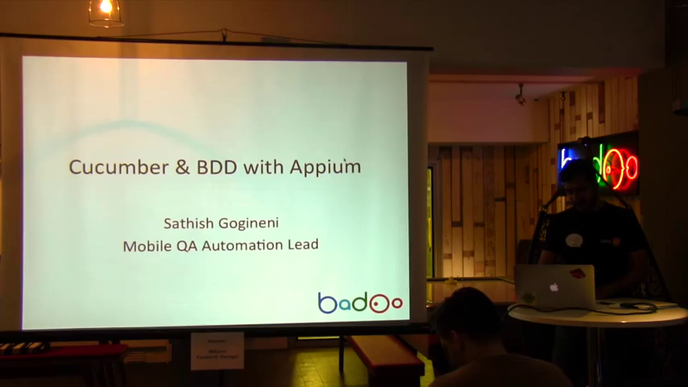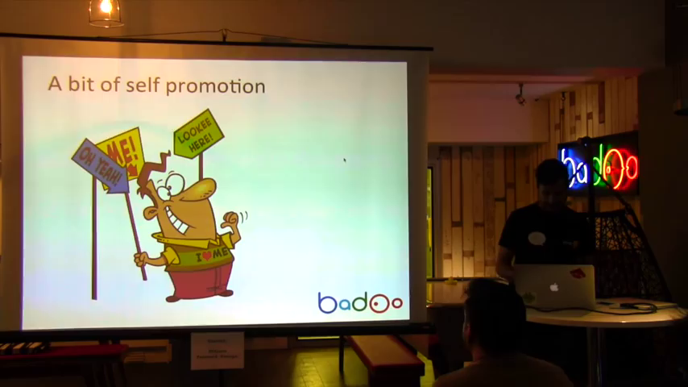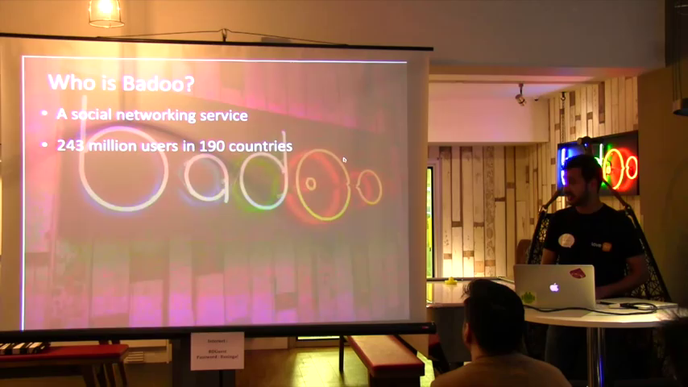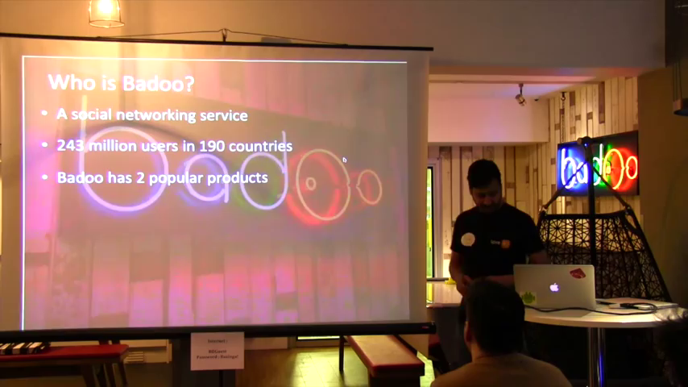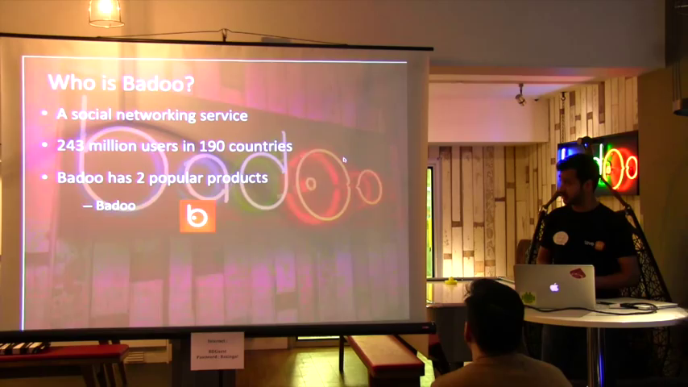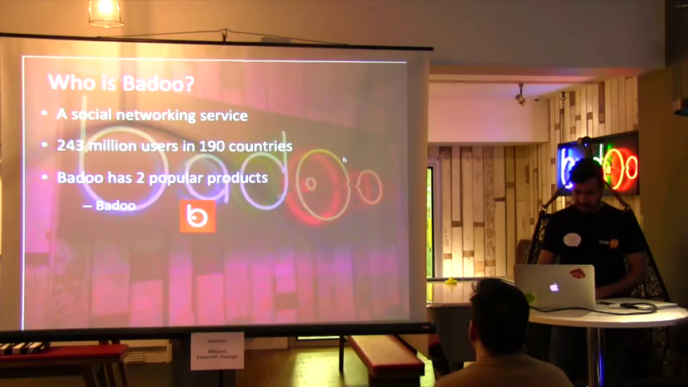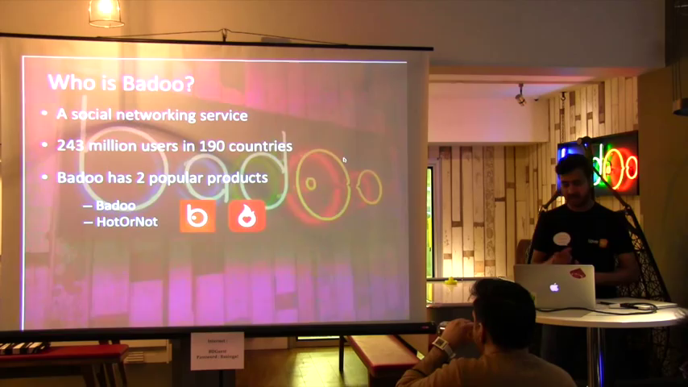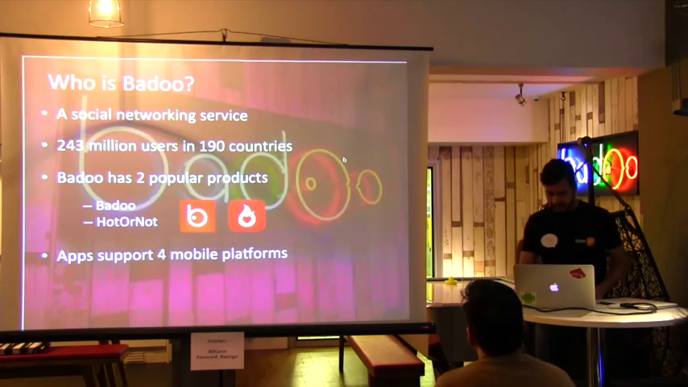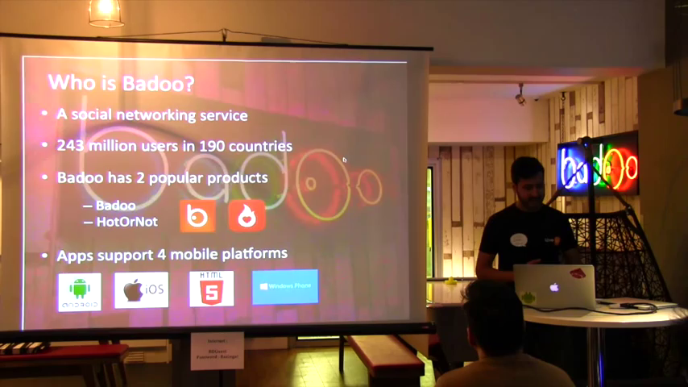Before I go into the slides, I want to talk a little bit about Badu. What is actually Badu? Badu is a social networking service where you can find people based on your location and interest. We have 243 million registered users in 190 countries. We have two amazing applications. The first one is called Badu itself, which was released almost 5 years ago. We have 50 million plus downloads on Android already, and on iOS we are close to that figure. We also have another application called Hot or Not, which we released a year ago, which is quite popular in American countries. And we are getting one more called Bumble from Badu.